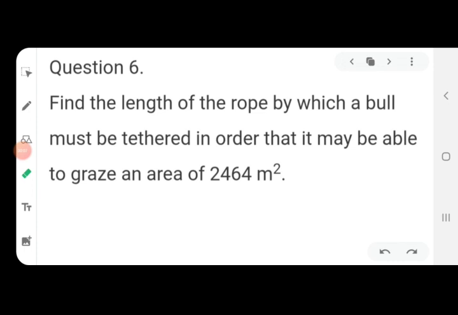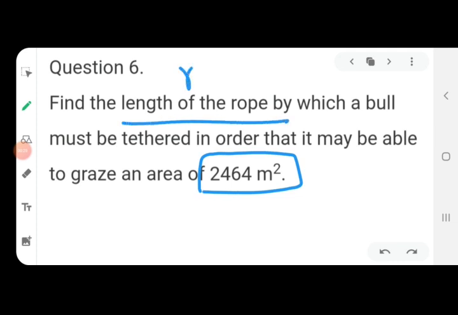Find the length of the rope by which a bull must be tethered in order that it may be able to graze an area of 2464 meters square. In this same method we have seen already one question, the goat question. What have they given here? They have given the area of the circle. We have to find the length of the rope, which means the radius of the circle.